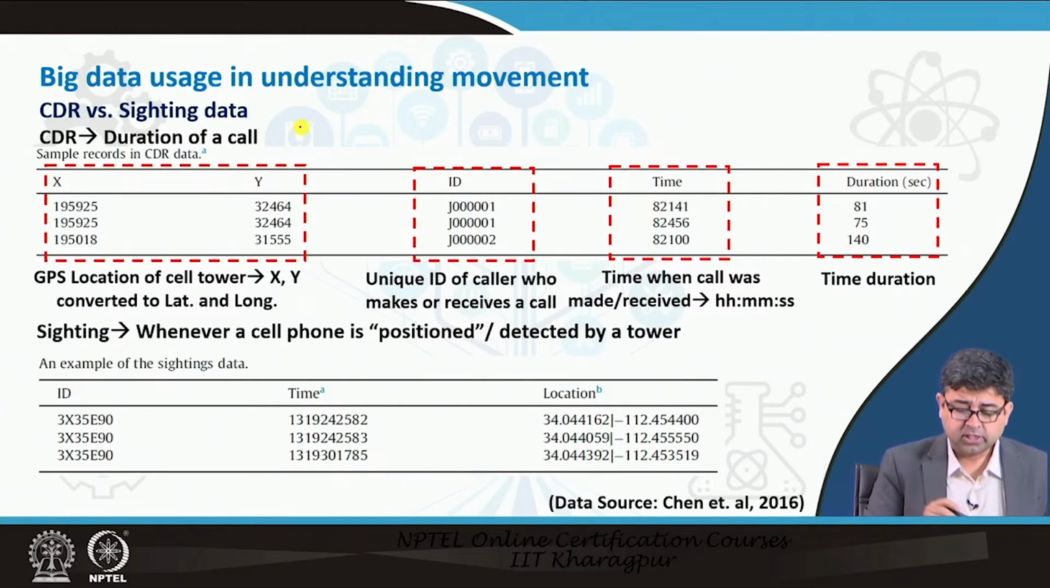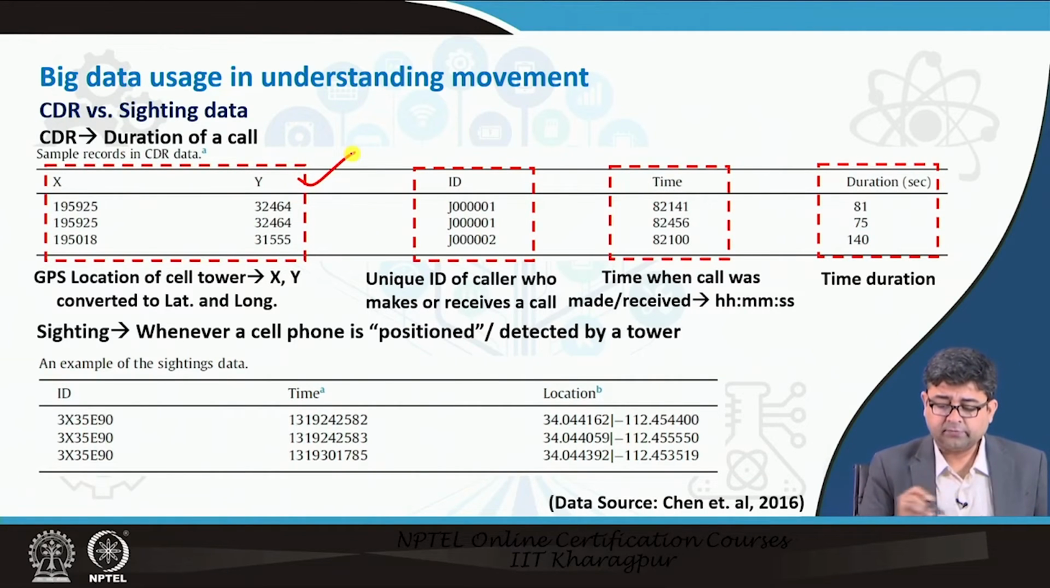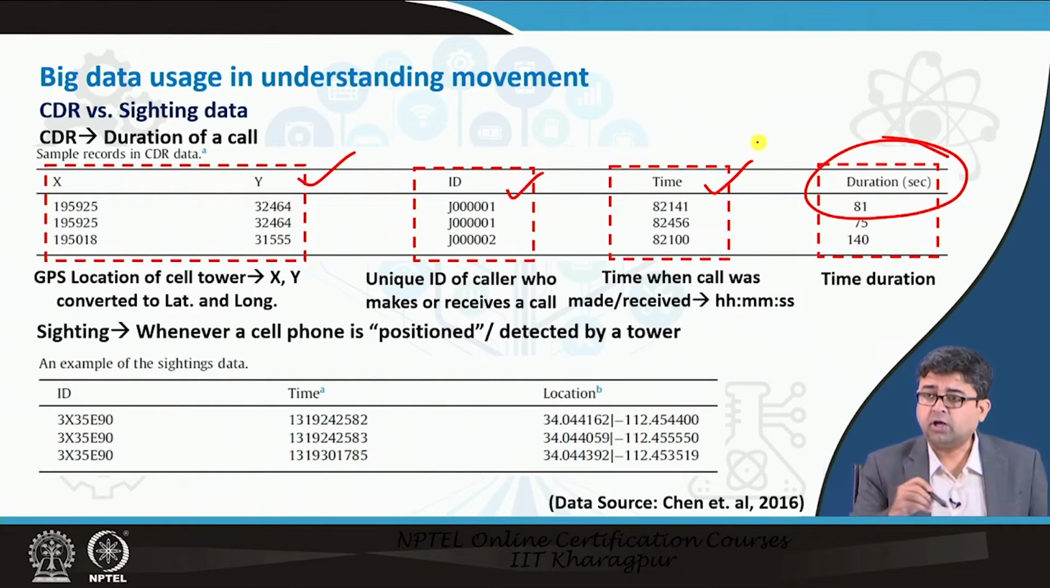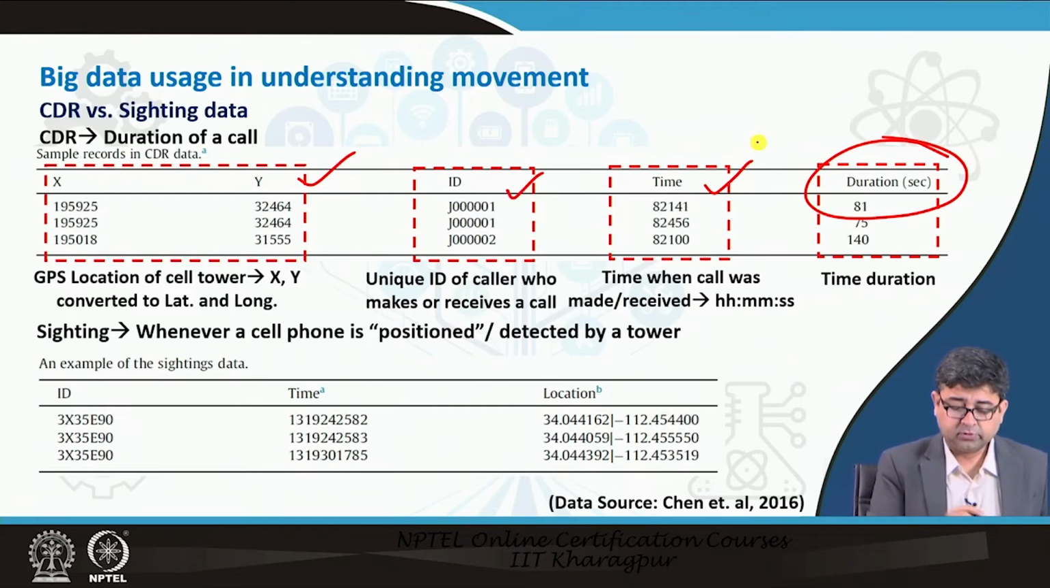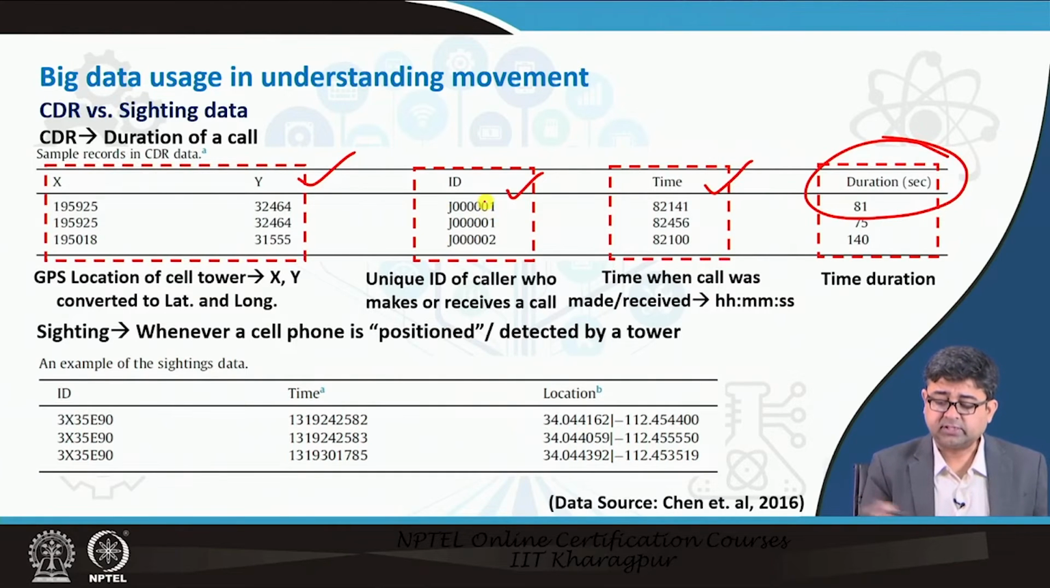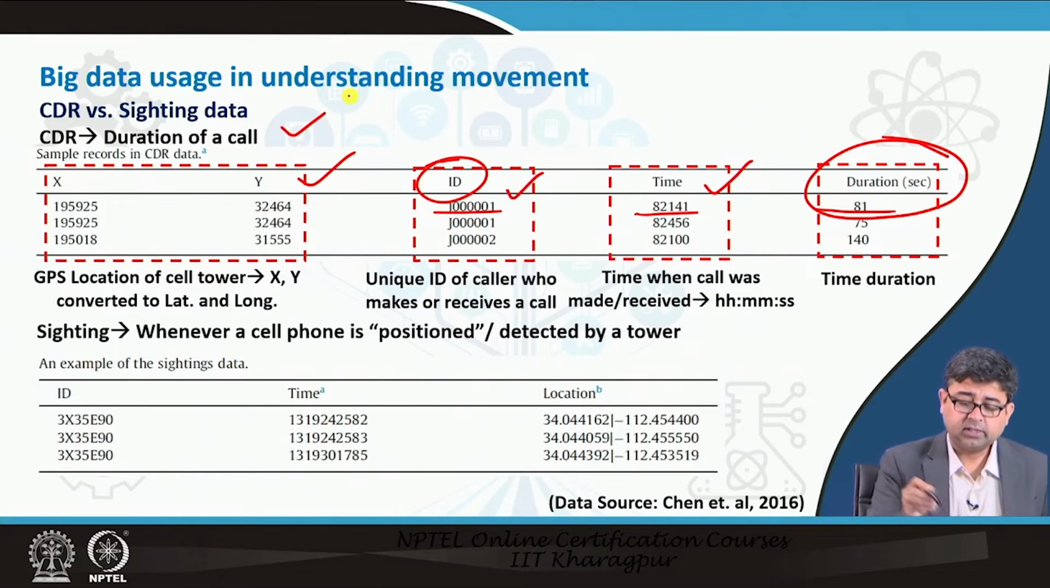CDR or call duration records usually gives you a lat long of your particular MAC ID, at what time that MAC ID was located at that location, and for how long your call went on for, right. So, through this information, one could understand that nobody can trace it back to you, because all the personal identification features have been anonymized. We only know there is a certain phone with a MAC ID of this, that started a phone call at this time, and that phone call lasted for 81 seconds. So, we can come to know about his or her call duration record.